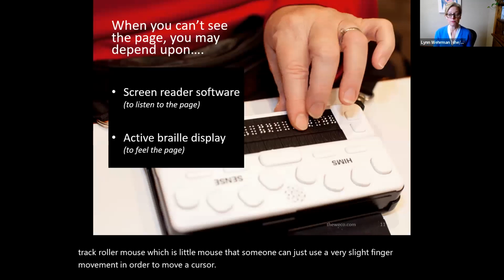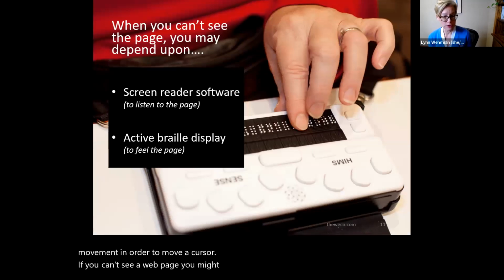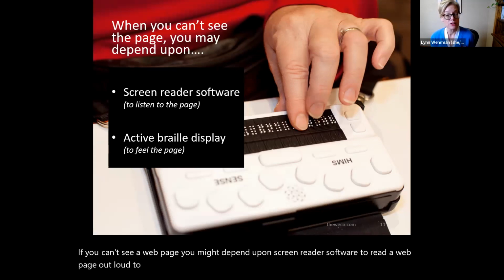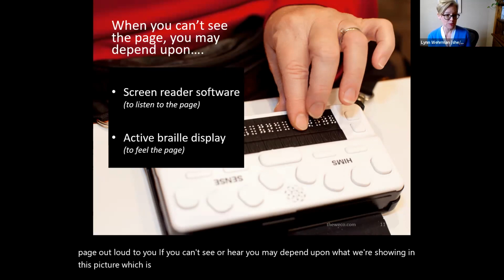If you can't see a web page, you might depend upon screen reader software to read a web page out loud to you. If you can't see or hear, you may depend upon what we're showing in this picture, which is an active Braille display or Braille laptop, to feel the content of a page.